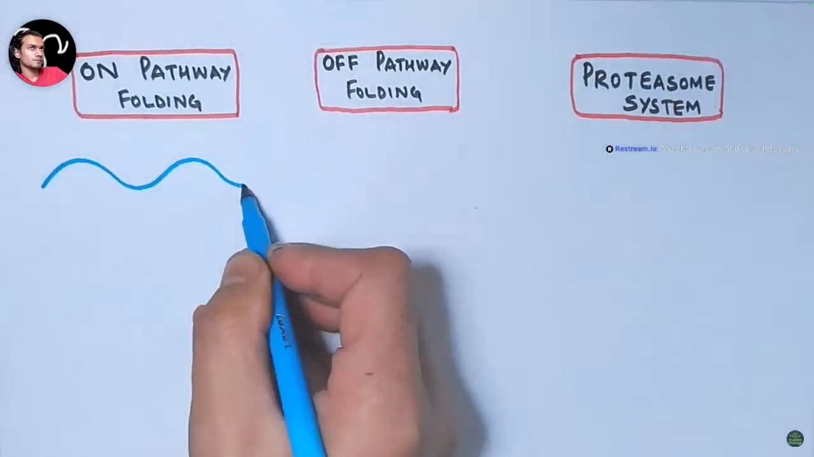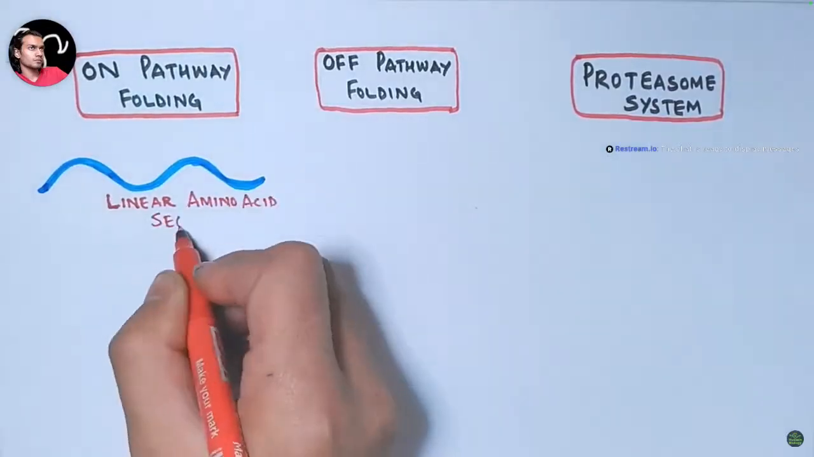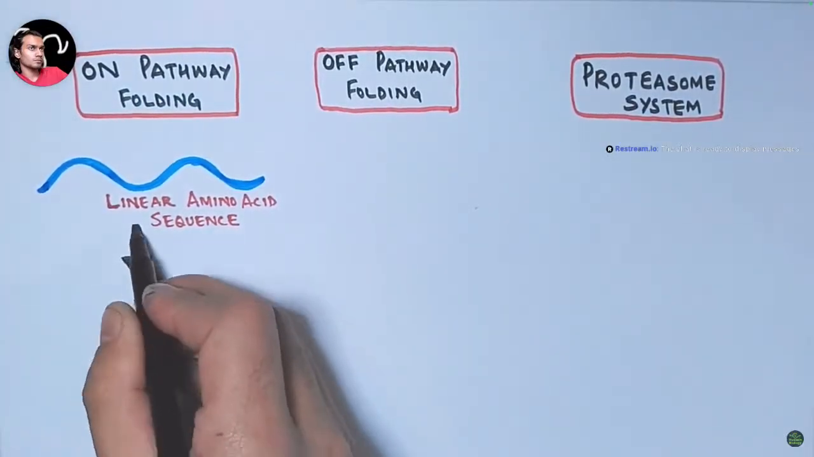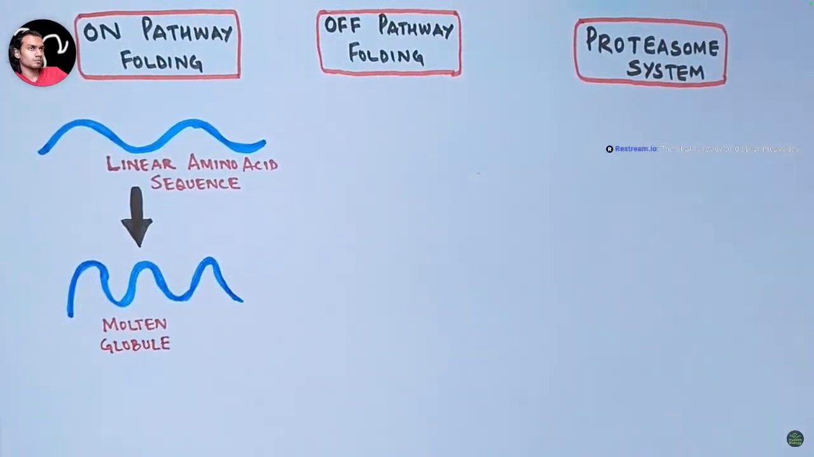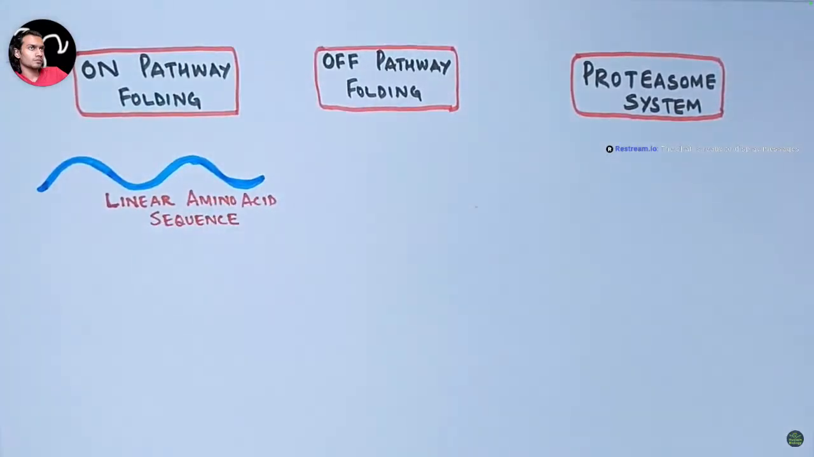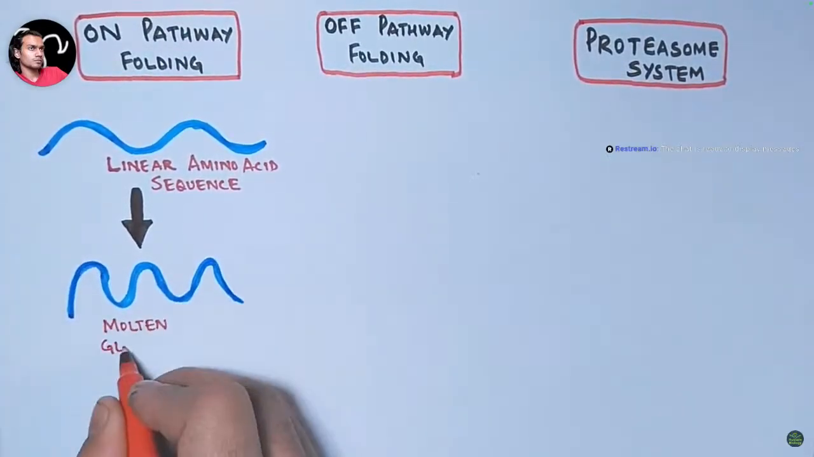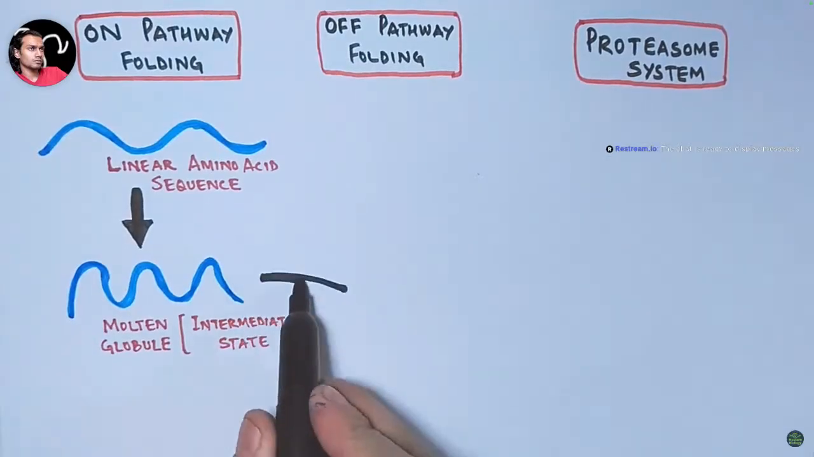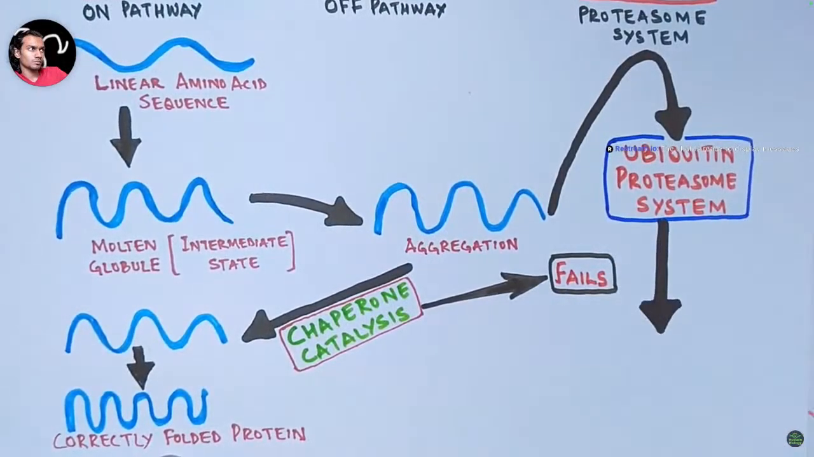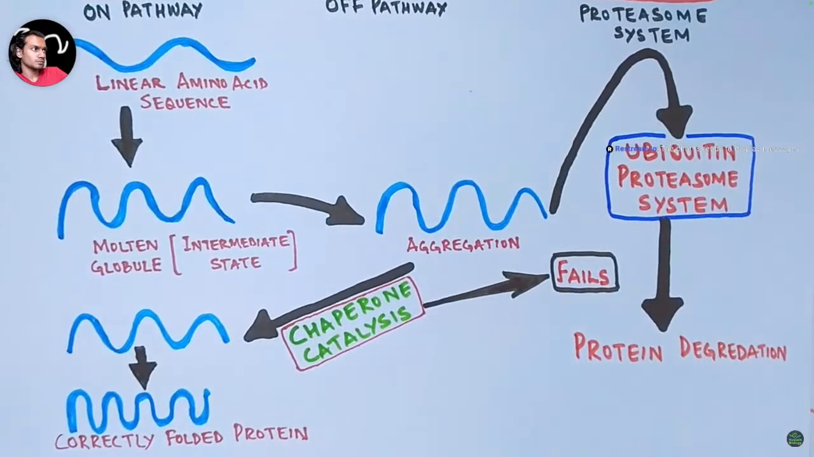First of all, we have a linear amino acid sequence which needs folding to become functional. And this process of protein folding proceeds via an intermediate state called the molten globule state. Under normal conditions, the molten globule state is transformed into the final shape, that is the native state of the protein. But sometimes the intermediate state skips the pathway and goes off the fold, and this ubiquitin mediated pathway leads to protein degradation. In this way, the misfolded protein, the damaged protein, is eliminated.